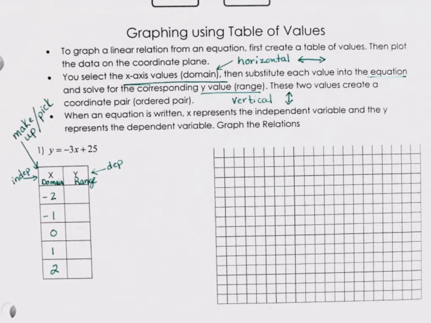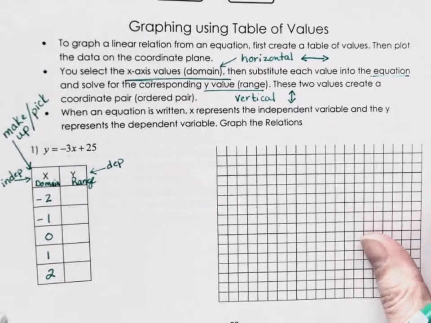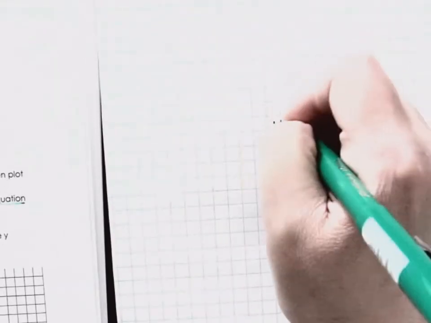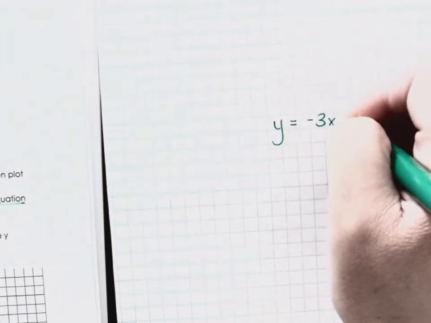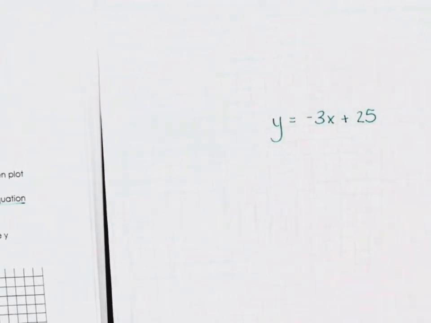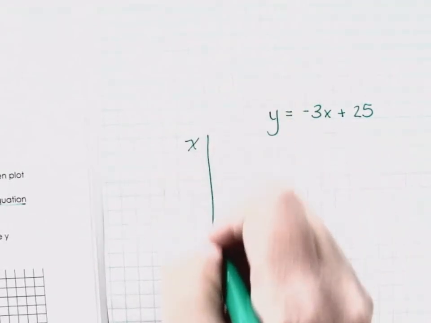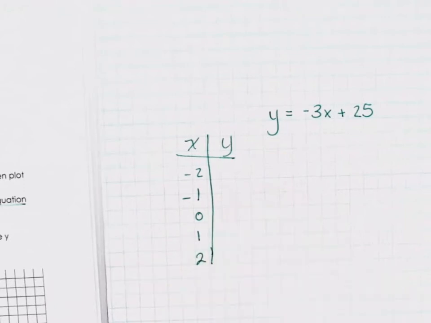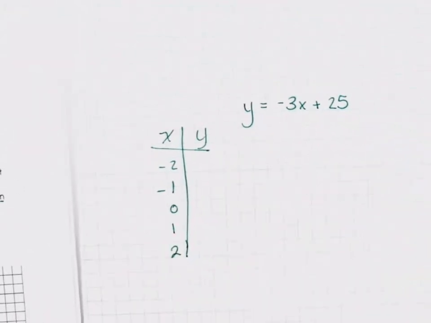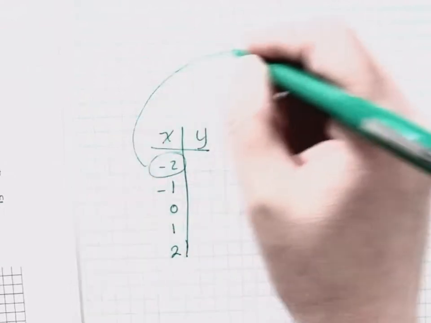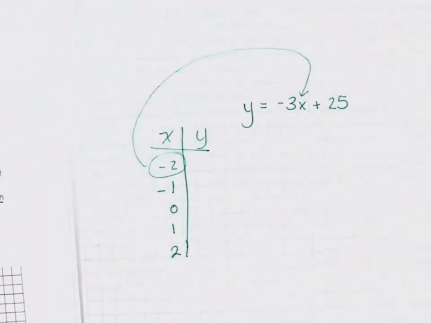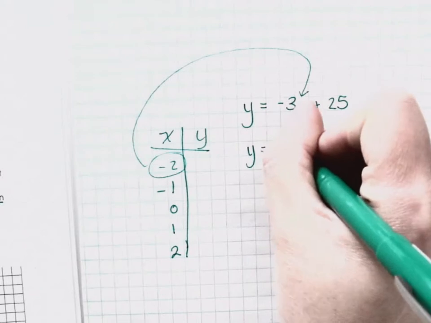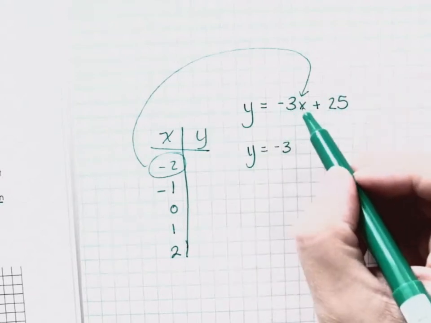Okay, so now we're going to take those values and we're going to substitute them into the equation. So I'm just going to pop to a scrap piece of paper, and you guys can just watch as I do this. So my equation is y equals negative 3x plus 25. And my table of values was negative 2, negative 1, 0, 1, 2. So that was my table of values. So what I'm going to do is I'm going to take this x and I'm putting it into the equation where I see x. So y equals negative 3. What's the operation between the negative 3 and the x?